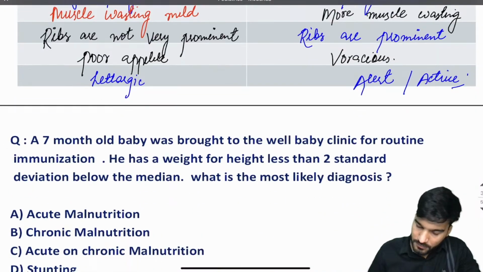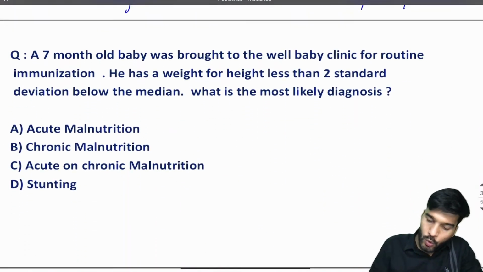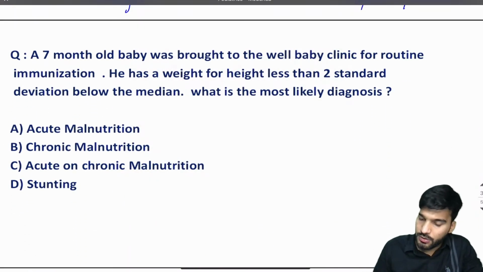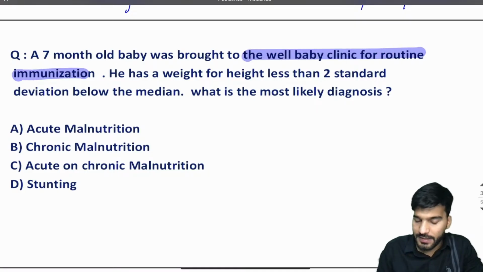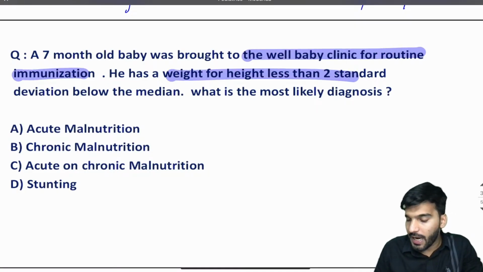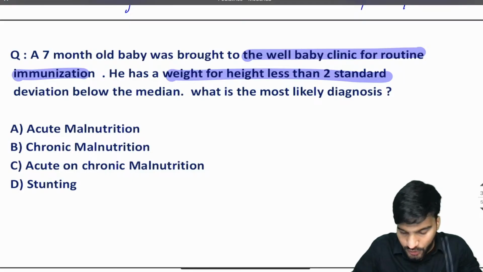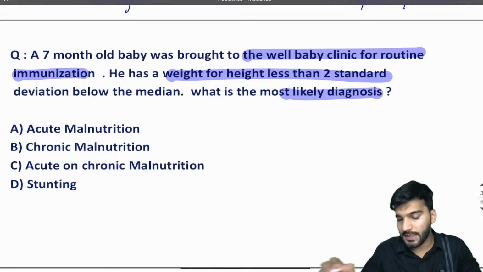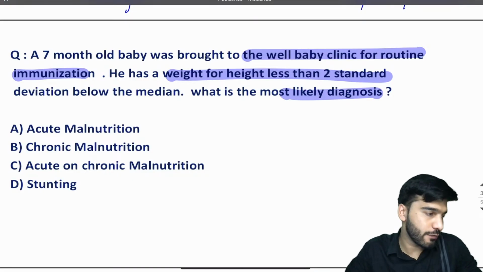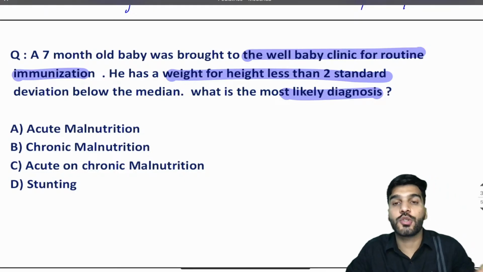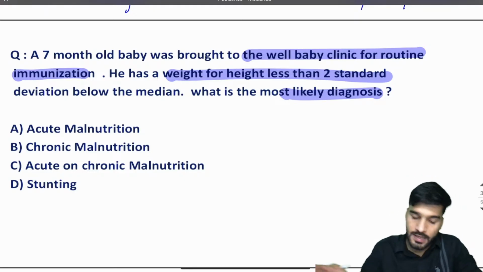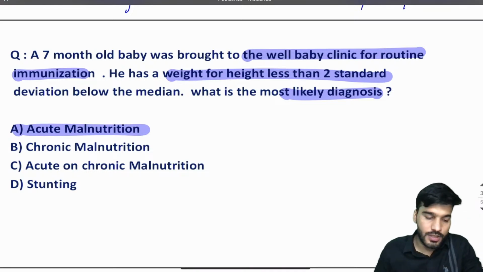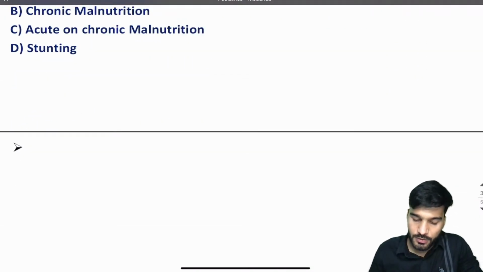Okay, next, guys, a 7-month-old baby was brought to the well baby clinic for routine immunization. He has a weight for height less than 2 standard deviations below the median. What is the most likely diagnosis? We have discussed weight for height, WHA. A is acute malnutrition. So let's discuss the formulas: acute, chronic, and undernutrition.